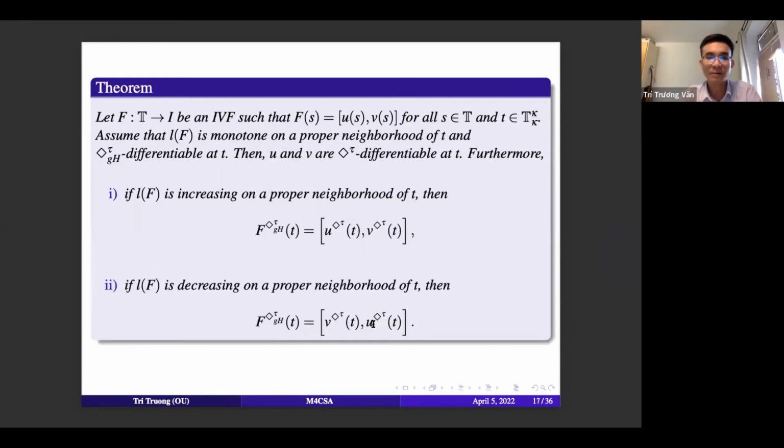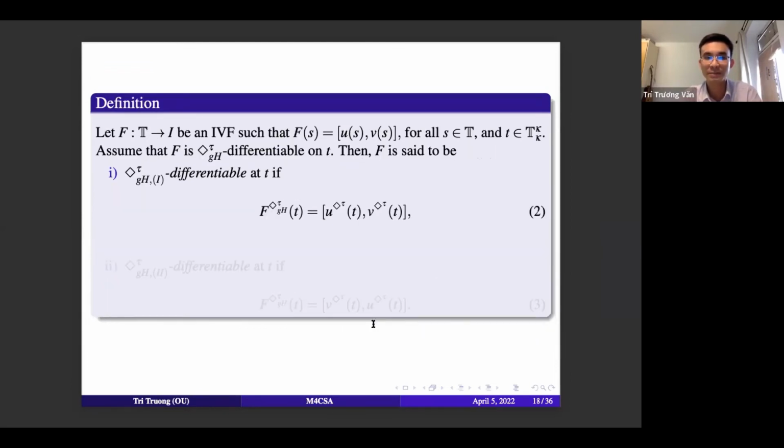And from this theorem, it leads to two kinds of differentiability. If the derivative of the function f is like this one, we will call f first type differentiable at t, and for the second one, second type differentiable at t.